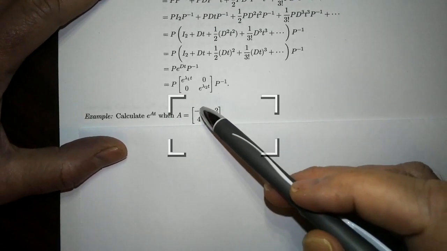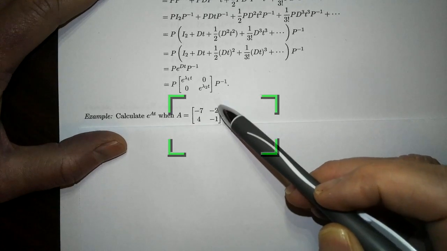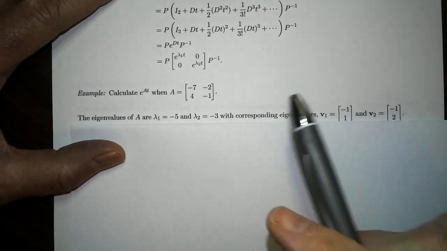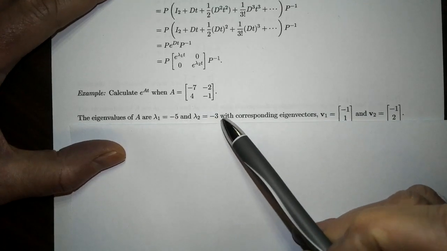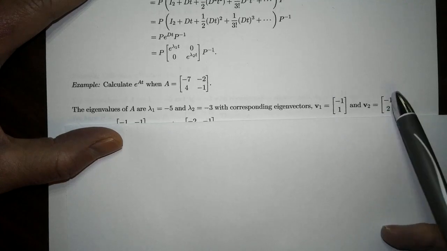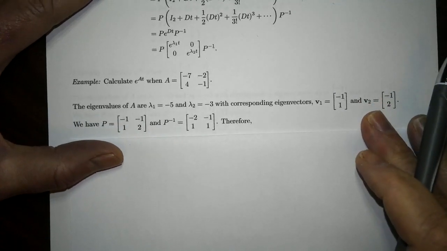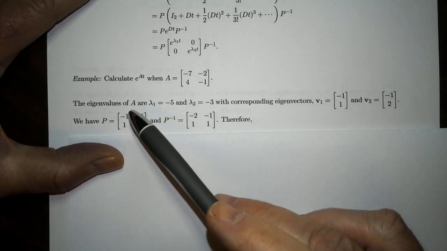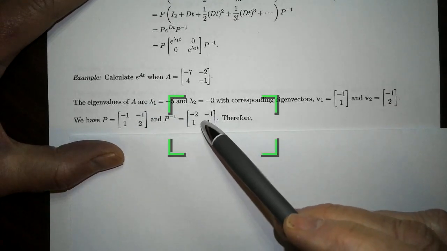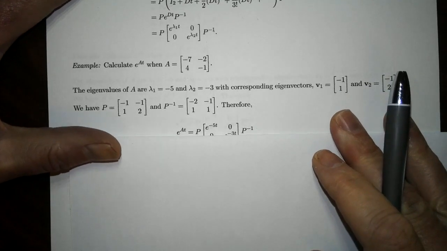Let's suppose A is the following matrix: negative 7, negative 2, 4, negative 1. It's fairly easy to show that the eigenvalues are negative 5 and negative 3, and the corresponding eigenvectors are given by negative 1, 1, and negative 1, 2. So that means the matrix P would be formed as negative 1, 1, negative 1, 2, and it's fairly easy to check that this is the matrix P inverse.